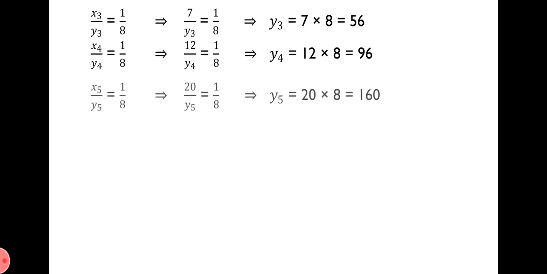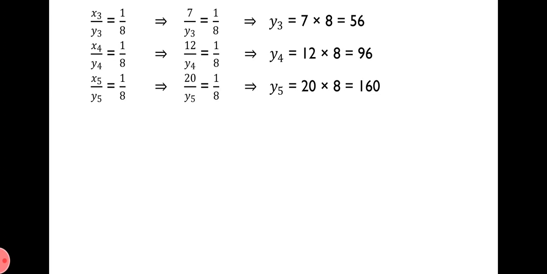And the last, x5 upon y5 equals 1 upon 8. The value of x5 is given as 20, so 20 upon y5 equals 1 upon 8. This implies that y5 equals 20 multiplied by 8, which equals 160. So here you can see that as the number of red pigment parts increases, the base also increases.